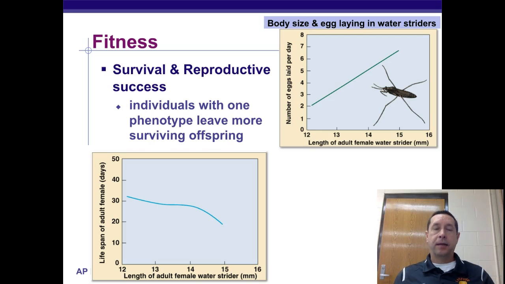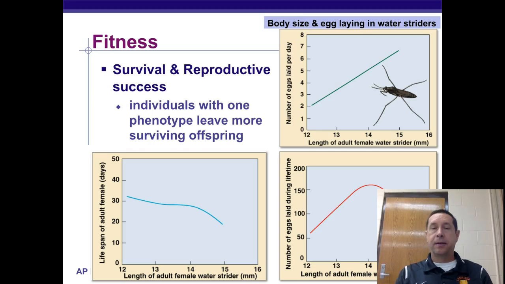But there's also this idea where body size affects lifespan. And you can see basically a general trend where the larger they get, the fewer number of days they live. So there's this optimal body size where you get the maximum number of offspring produced within a lifetime. And that's what this last graph here is showing us. And it's a combination of those two factors, lifespan and body size.